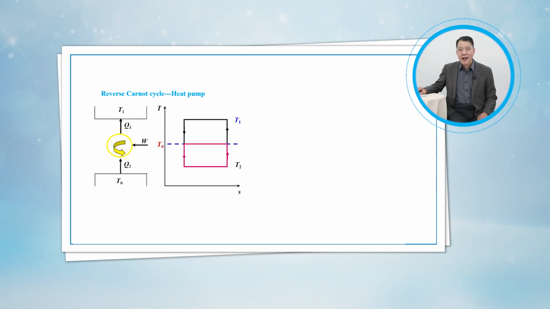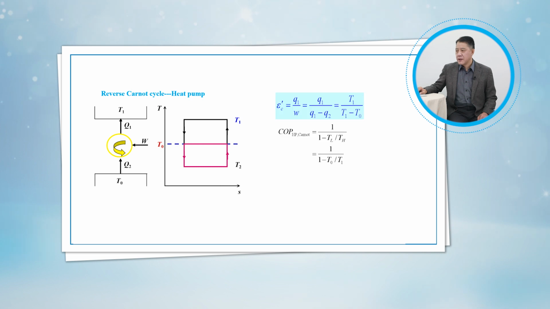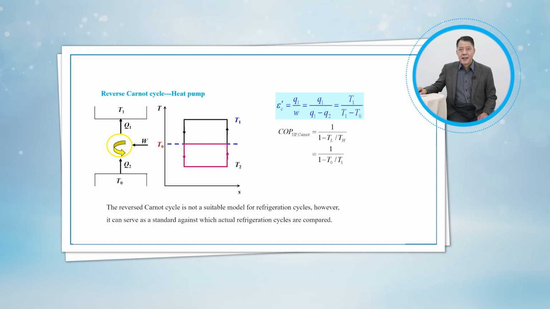Similarly, a heat pump working in a reversed Carnot cycle between TH and TL is shown as: The coefficient of performance of heat pumps is expressed in terms of temperatures as: The reversed Carnot cycle is the most efficient refrigeration cycle operating between two specified temperature levels.